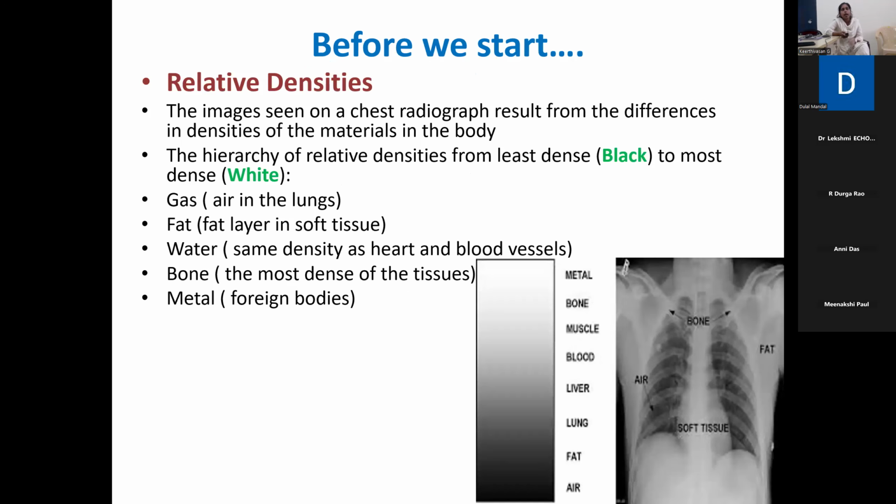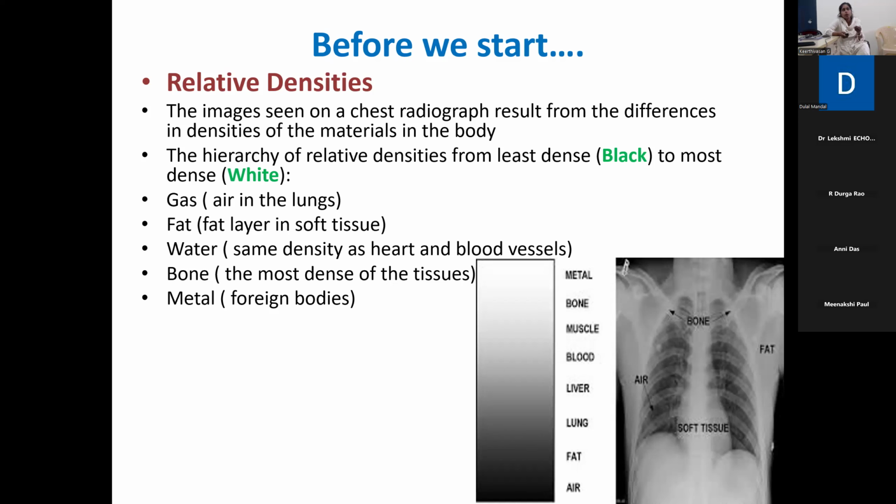Before we start, we have to know what we see on an X-ray and why we see it. This is because of relative densities. All the structures present on an X-ray have different densities. Some will appear least dense, like black, and some will appear more dense, like white, like bones. Gas, if there is air in the lungs, will be least dense, so it will appear black. That's why lungs mostly appear black.